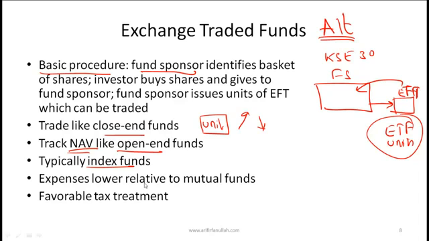Expenses are generally low relative to mutual funds, so just take this as a given, and the tax treatment is also generally more favorable relative to mutual funds. There is a lot more to this, and if you feel that you've not understood exchange traded funds 100%, that would be totally okay at this stage. Just remember these general points, and I will explain these in a lot more detail when I do alternative investments.